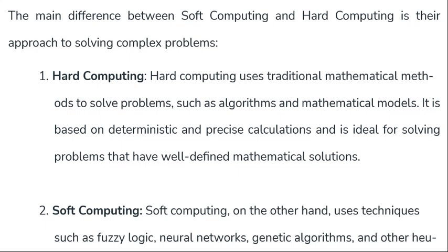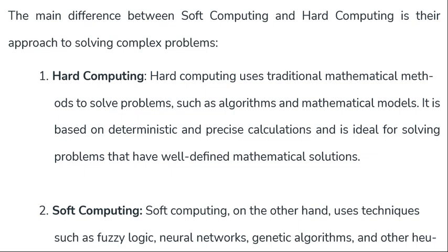The main difference between soft computing and hard computing is their approach to solving complex problems. 1. Hard computing. Hard computing uses traditional mathematical methods to solve problems, such as algorithms and mathematical models. It is based on deterministic and precise calculations and is ideal for solving problems that have well-defined mathematical solutions.